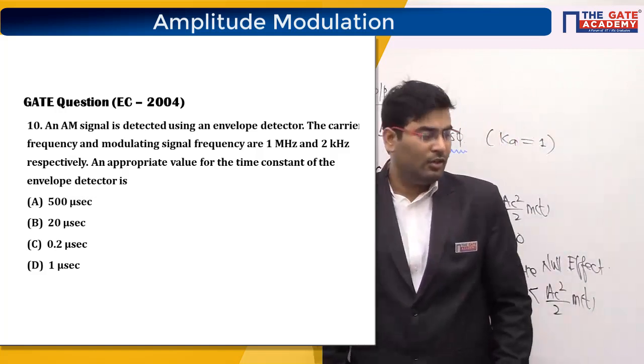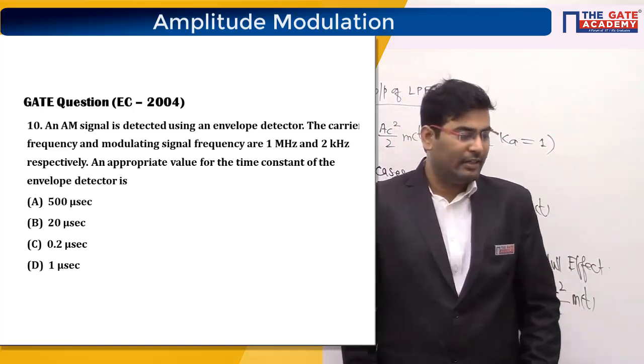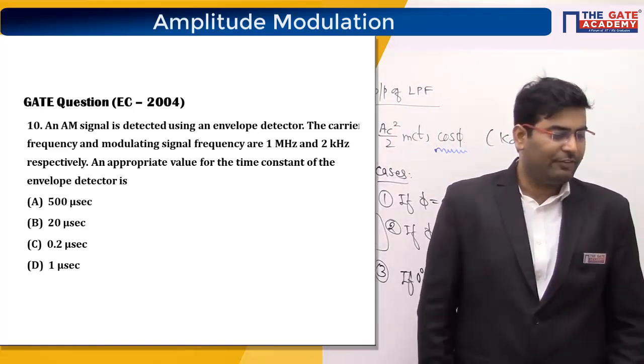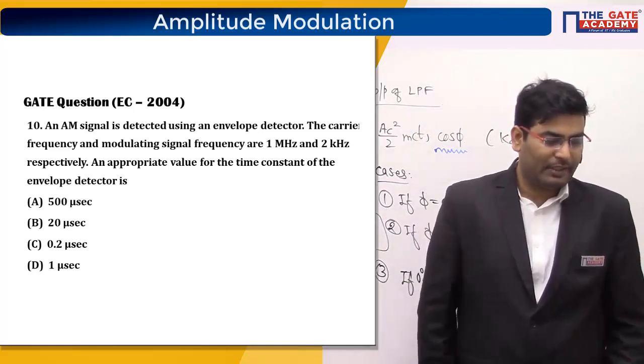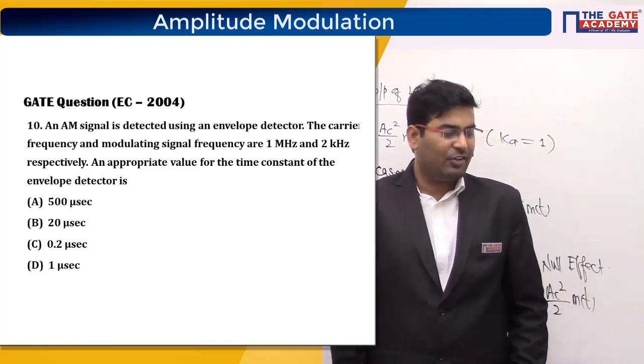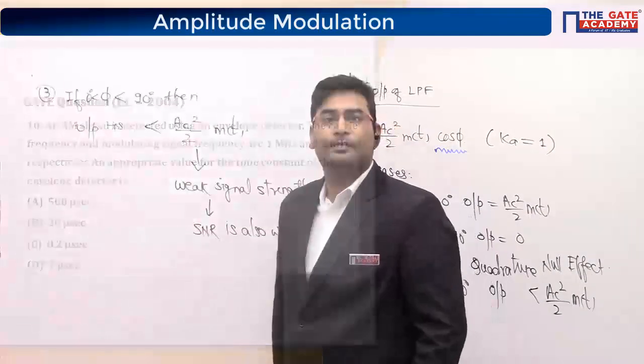GATE EC 2004, where we have been asked: an AM signal is detected using an envelope detector. The carrier frequency and modulating signal frequency are 1 megahertz and 2 kilohertz respectively. An appropriate value for the time constant of the envelope detector is. It's a GATE 2004 2-marks question.